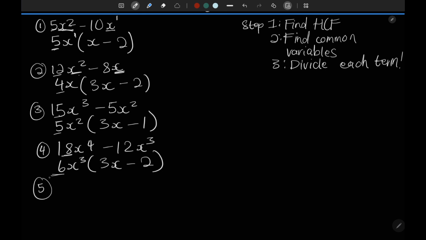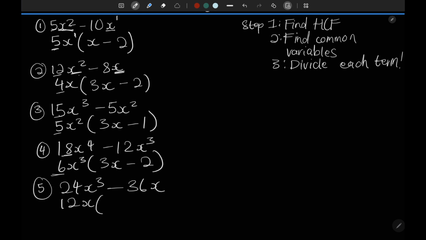Let's move to number 5. 24x cubed minus 36x. Now let's solve this. Which number can go into 24 and 36 without leaving a remainder? It's 12. Now let's move to our variable. You have x cubed and x. Which variable has the smallest power? X. So you write down your x, open bracket.